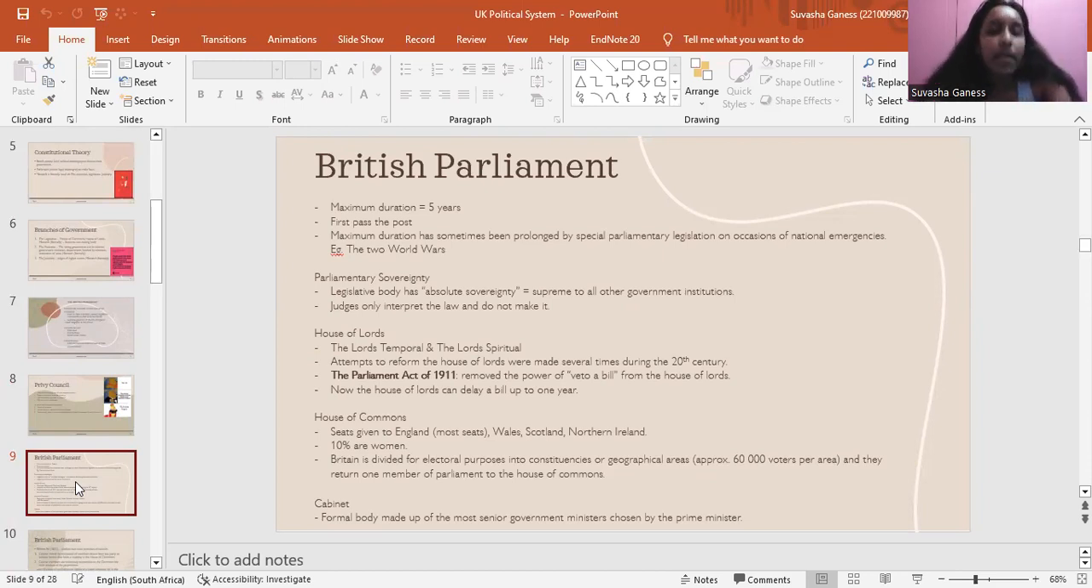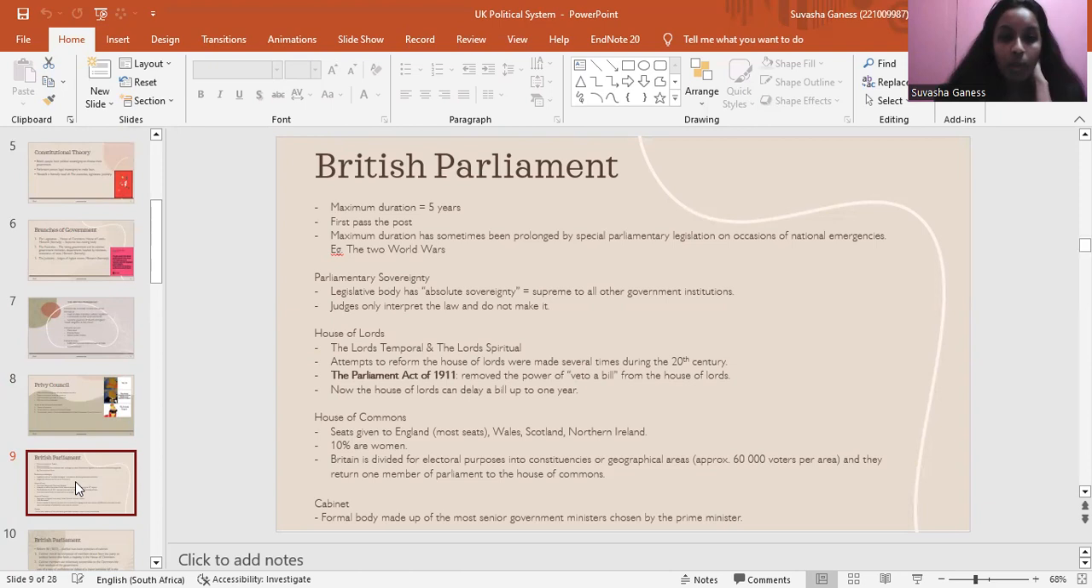Then the House of Commons: the seats are given to England, who have the most seats, and then you also have seats given to Wales, Scotland, and Northern Ireland. And these countries form part of the devolution, and we'll talk about that later in the slide. In the House of Commons, of the seats given, 10% are women. And Britain is divided for electoral purposes into constituencies or geographical areas with approximately 60,000 voters per area. And they return one member of parliament to the House of Commons. So each constituency will return one member of parliament to the House of Commons, right?